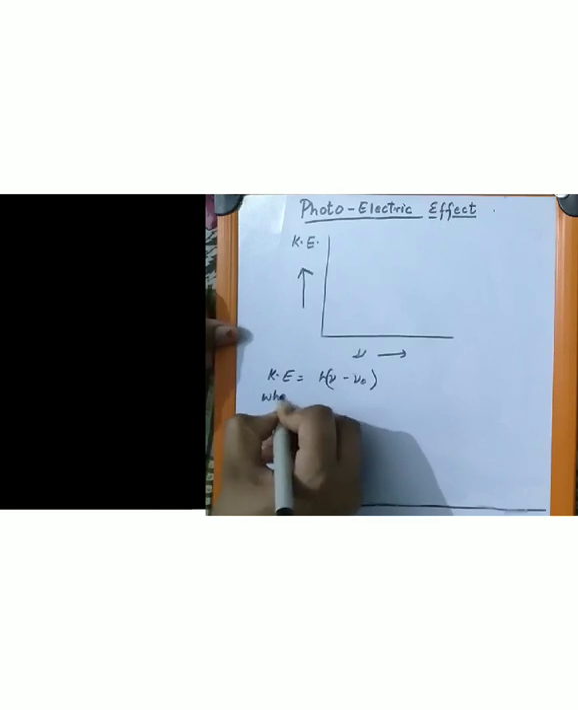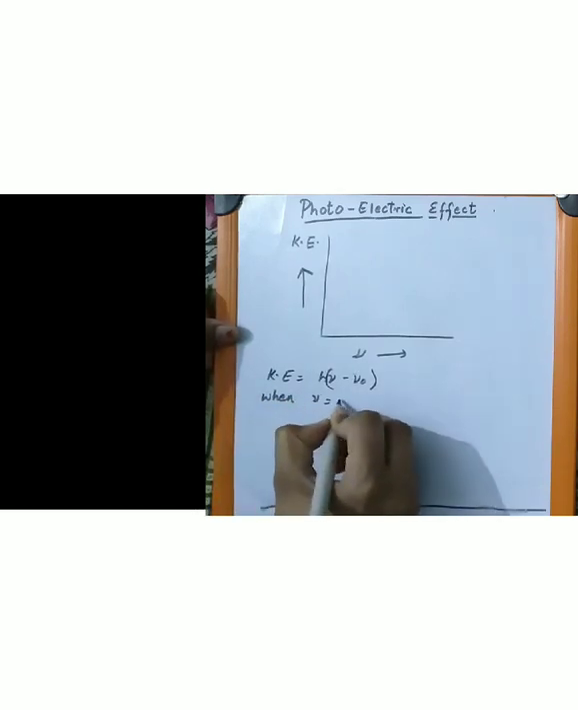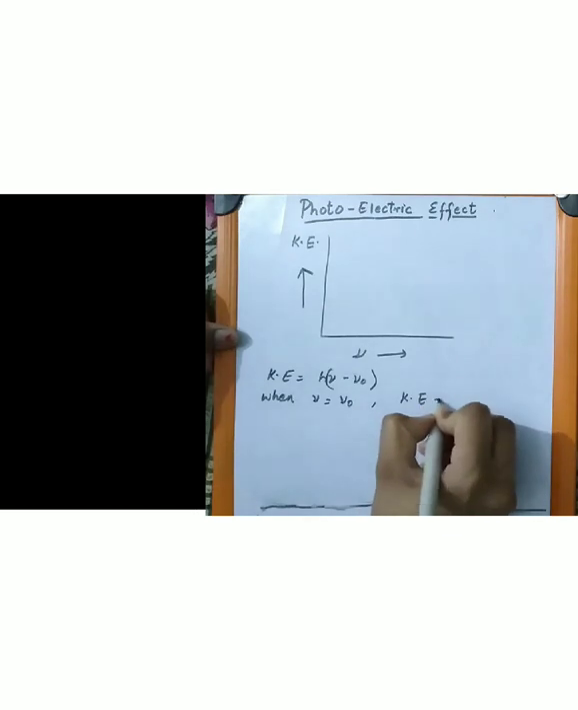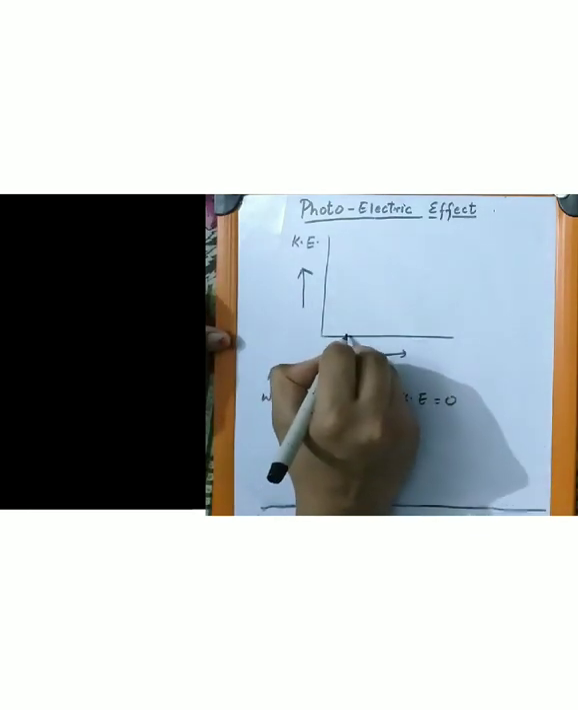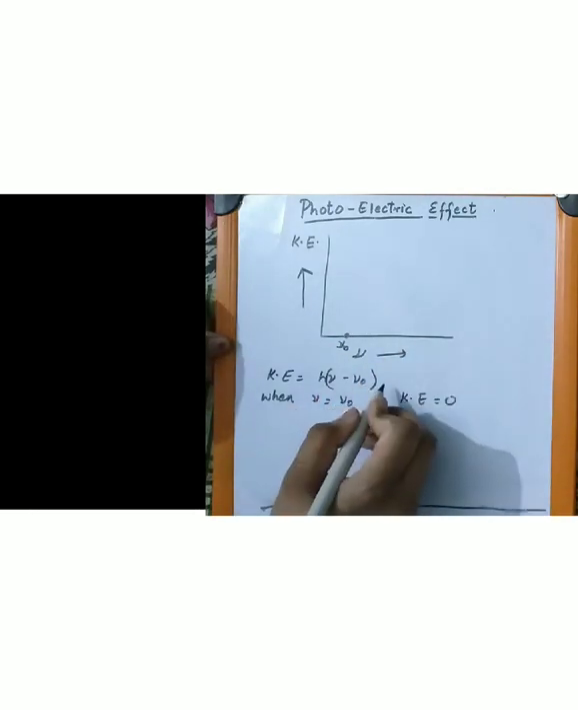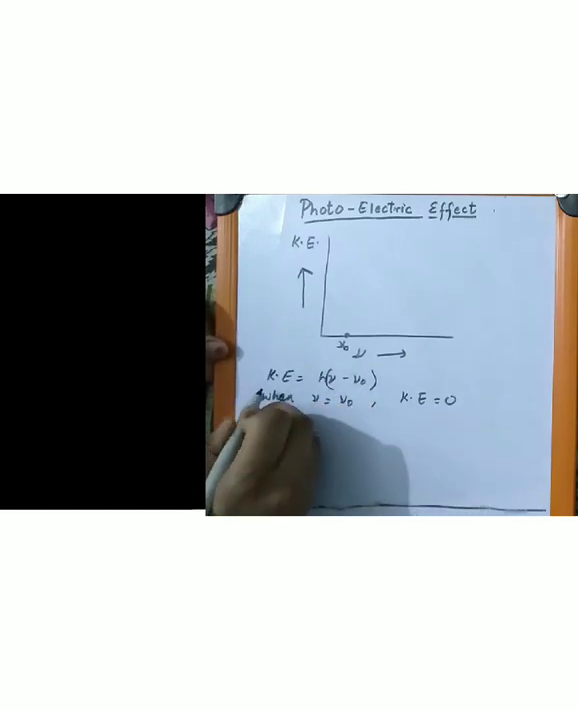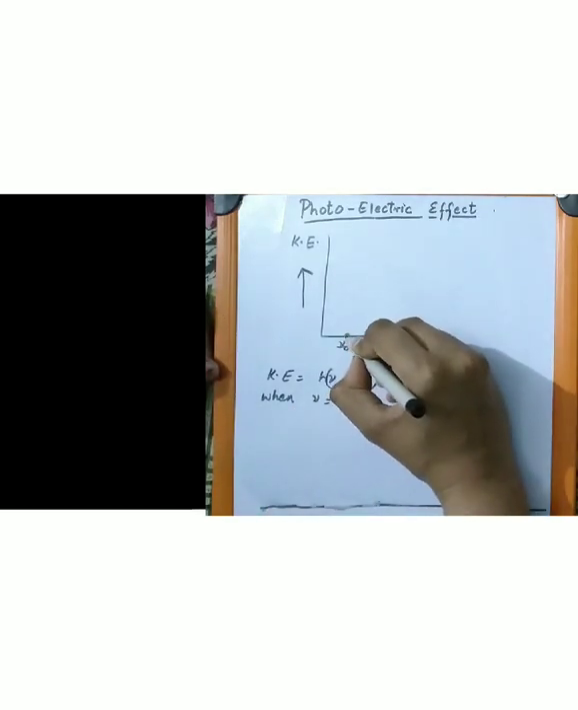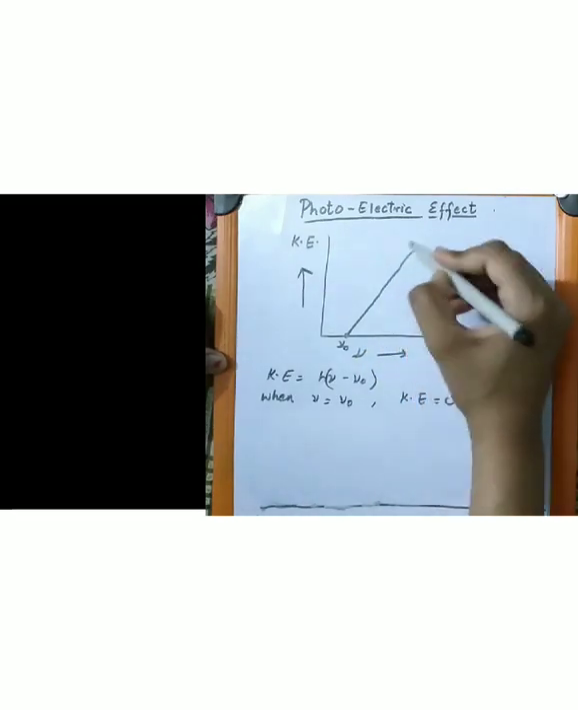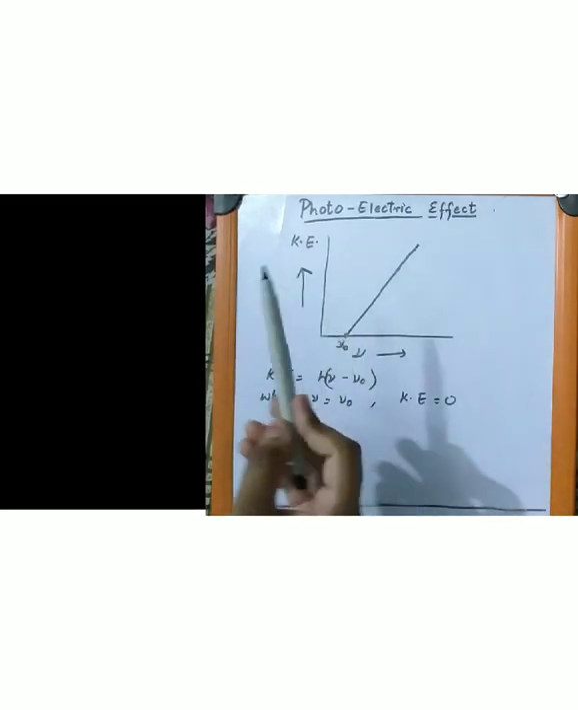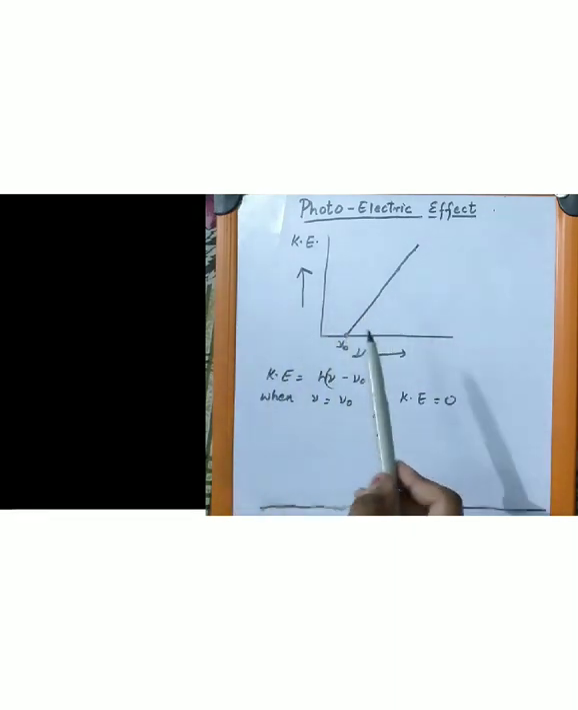So when nu is equal to nu naught, kinetic energy is equal to 0. In this graph, let's say nu naught is here. That means kinetic energy will be 0 here. After that, when nu is greater than nu naught, kinetic energy increases. It is a positive quantity and it increases with increase in nu. So we have a linearly increasing graph, like this. This shows that in the photoelectric effect, the kinetic energy depends on nu.